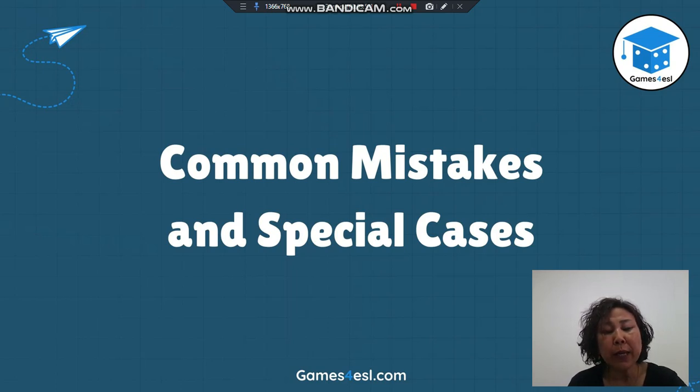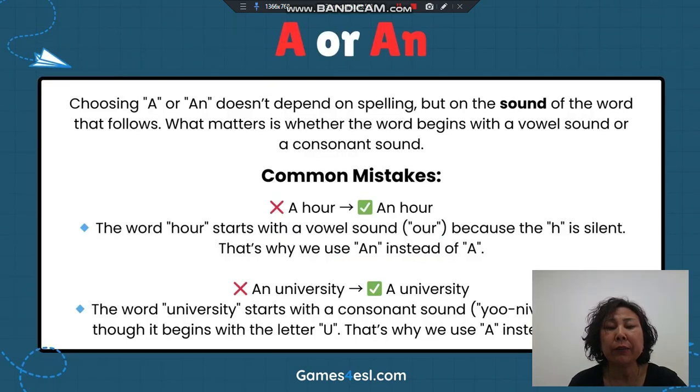And we have common mistakes and special cases. What are these mistakes and cases? Now let's define a or an. Choosing a or an doesn't depend on spelling, but on the sound of the word that follows. What matters is whether the word begins with a vowel sound or consonant sound. Common mistakes. Not a hour. An hour is right. The word hour starts with the vowel sound because the H is silent. That is why we use an instead of a.